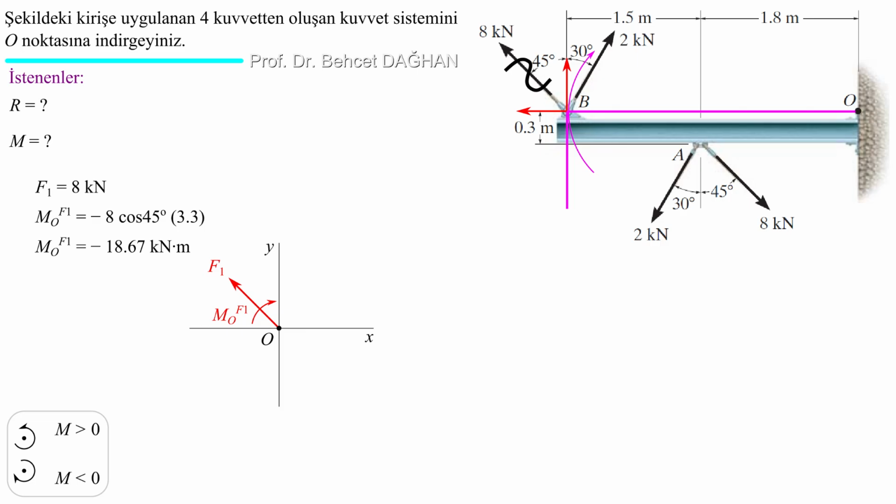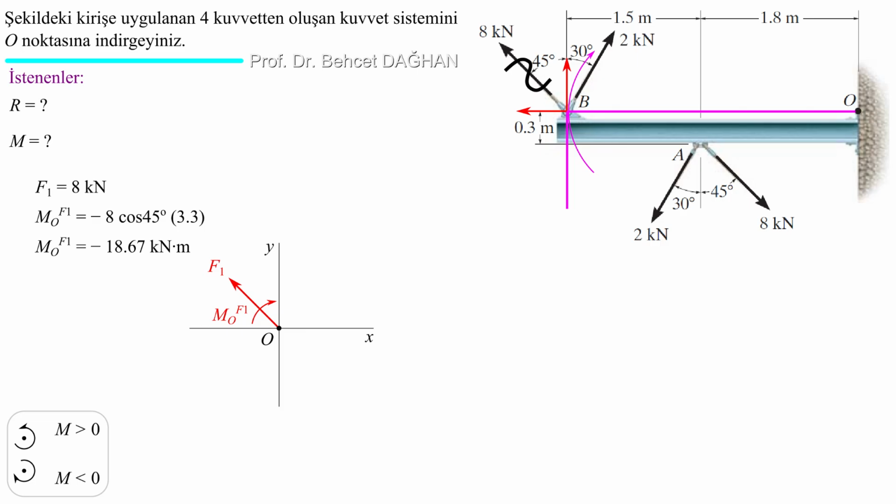The moment of its vertical component is also clockwise, hence negative 8 cosine 45. The moment arm is 1.5 plus 1.8 meters, that is, 3.3 meters in total. The moment of 8 kilonewtons about point O is minus 18.67 kilonewton meters. This means that the moment of the couple we will put into the system will be this much.